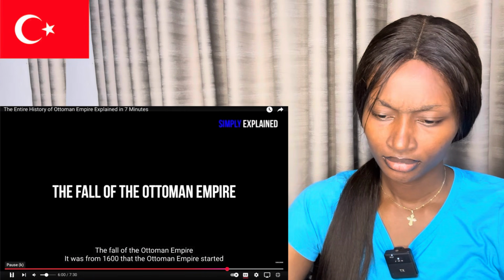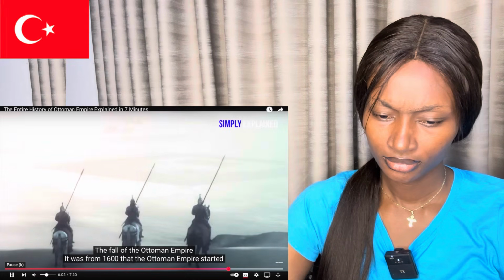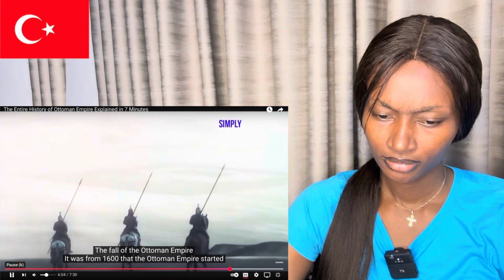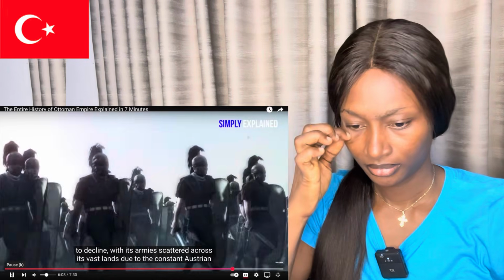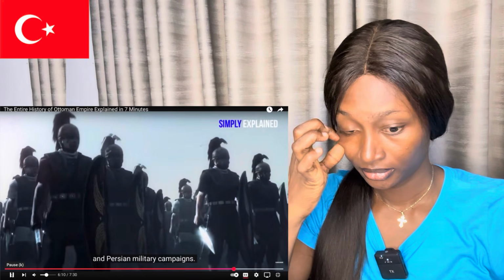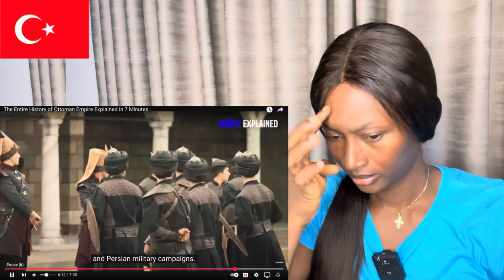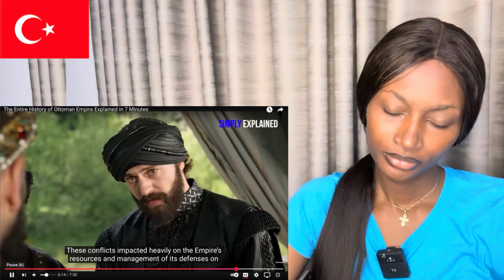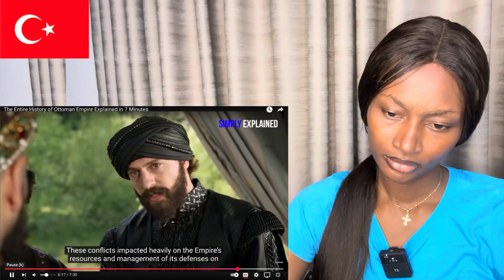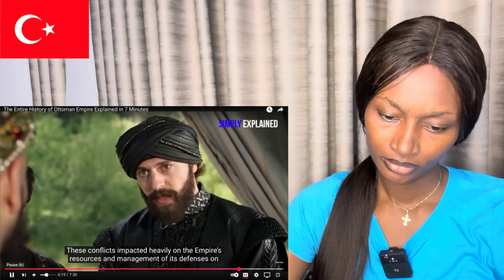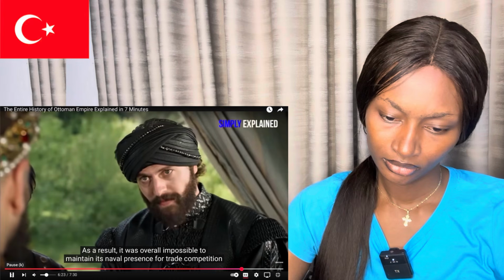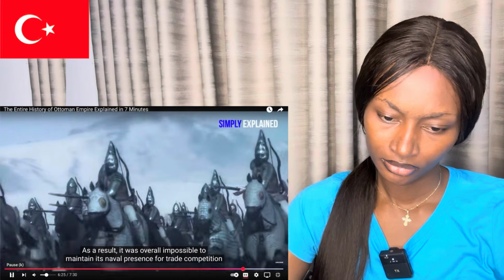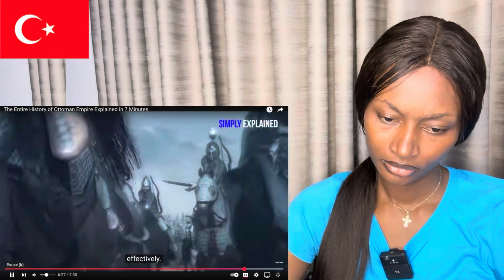The fall of the Ottoman Empire. It was from 1600 that the Ottoman Empire started to decline, with its armies scattered across its vast lands due to constant Austrian and Persian military campaigns. These conflicts impacted heavily on the empire's resources and management of its defense on the western and eastern borders. As a result, it was overall impossible to maintain its naval presence for trade competition effectively.